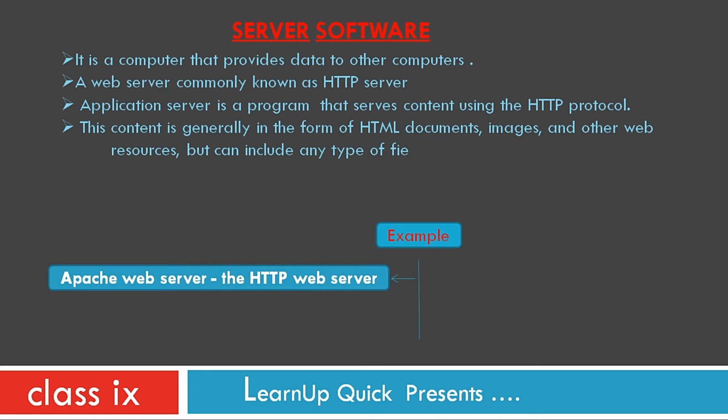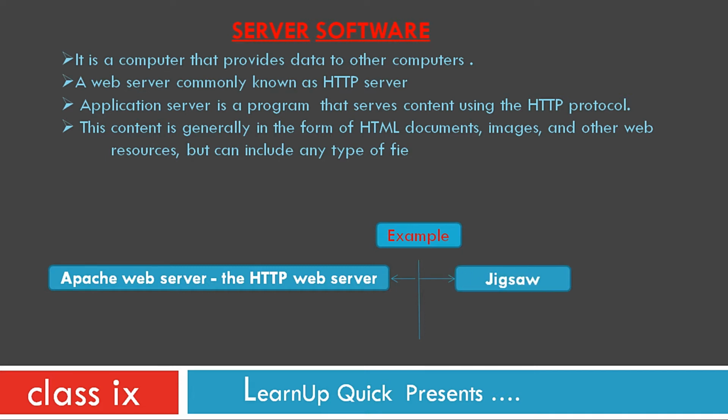Now we are going to learn some names of server software. First one is the Apache web server, the HTTP web server. What is it? The Apache Software Foundation developed this free and open source web server, which can be installed and made to work on almost all operating systems, including Linux, Unix, Windows, FreeBSD, Mac OS X, and more. Almost 60% of web server machines run the Apache web server.